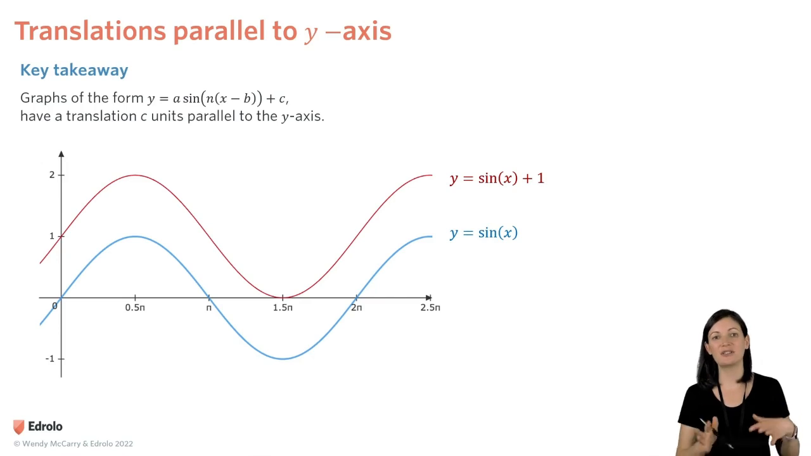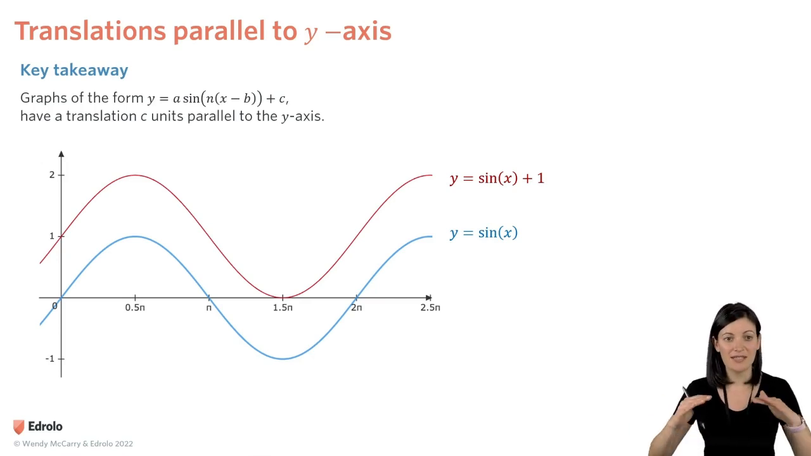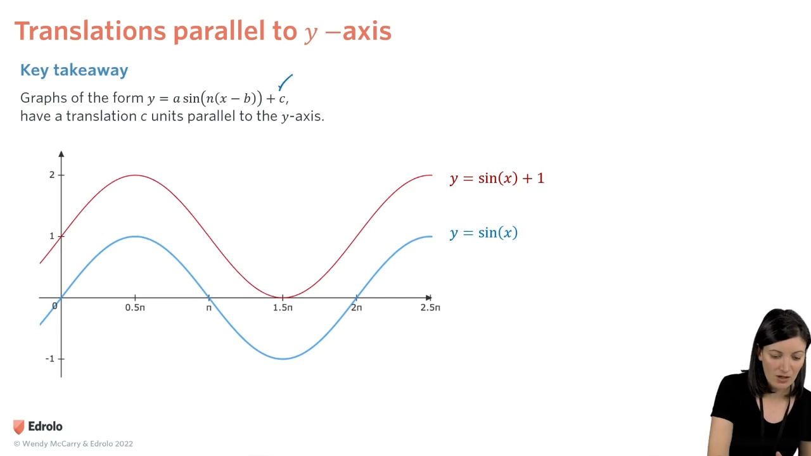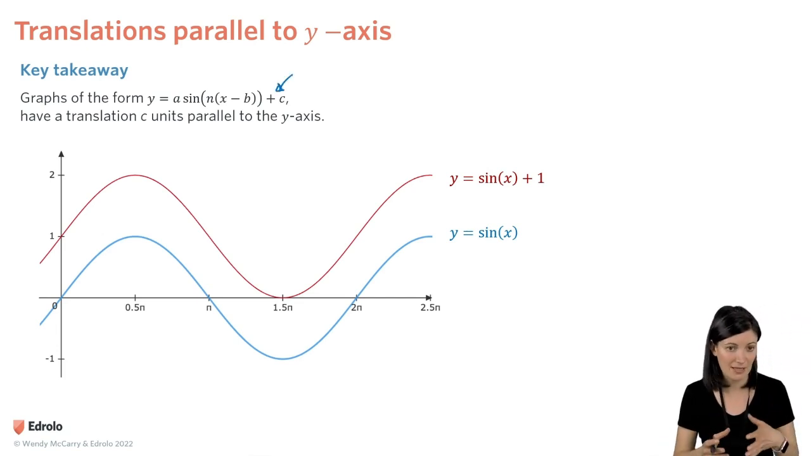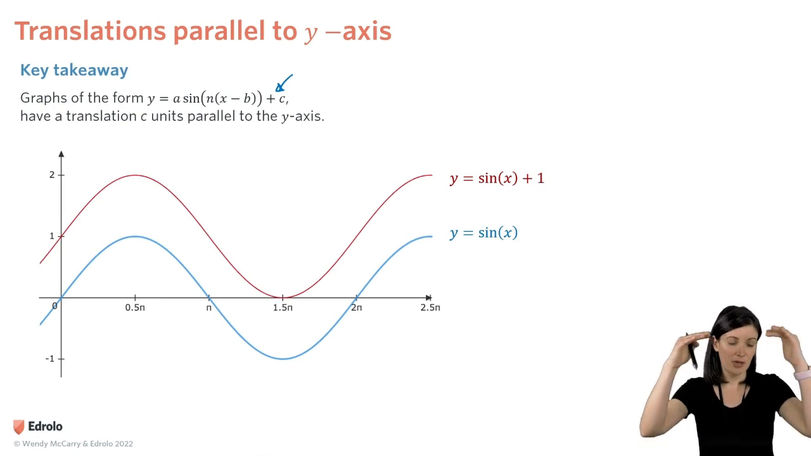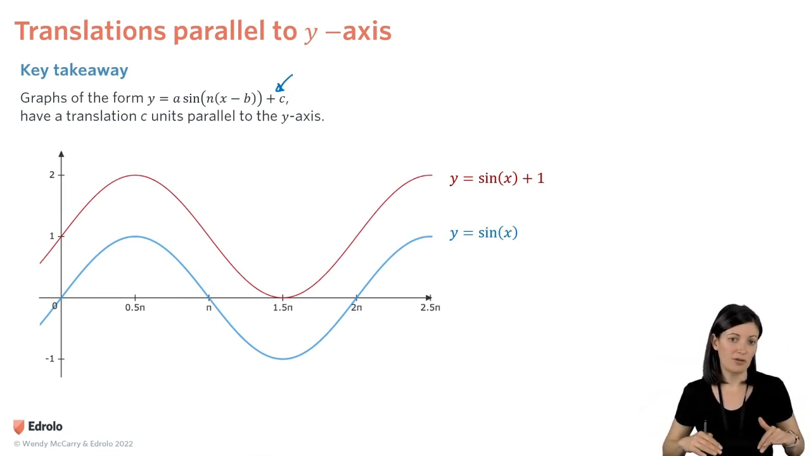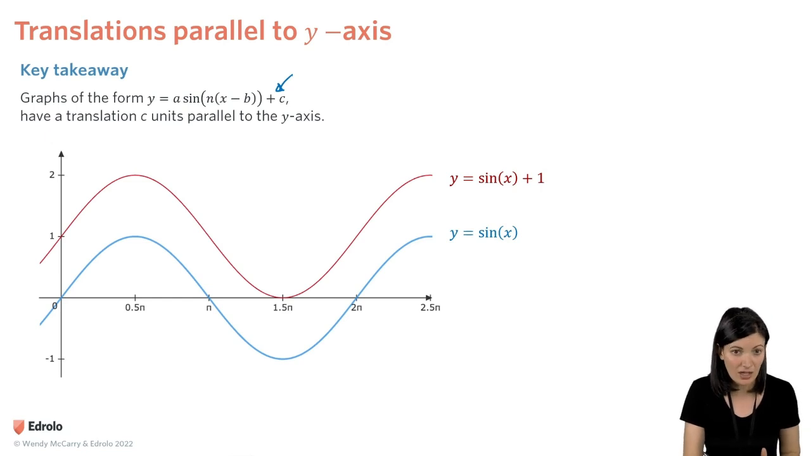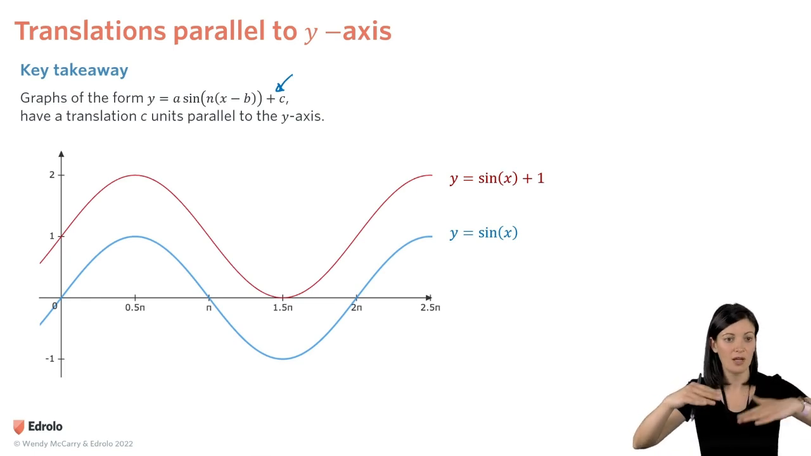Now we're ready to add our last transformation in, and this is our translation parallel to the y-axis. So this is when we're shifting up or down. When we have a constant term, a plus or minus something added to the end of the function like that, that value of c tells us whether we're going up by a certain number of units or down. In this case, it's exactly as you see it. So here, I have y equals sine x. If I want to draw the graph of sine x plus 1, I'm just shifting that graph up by 1 unit.